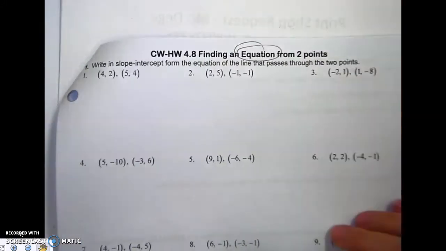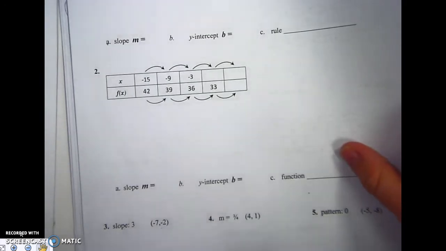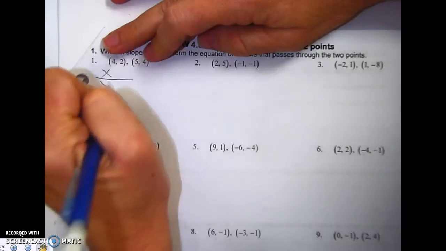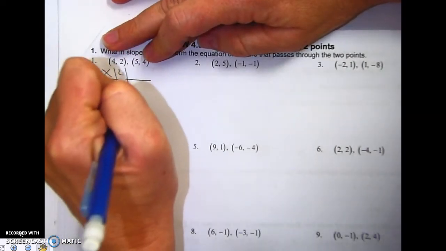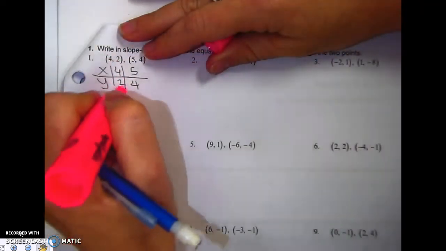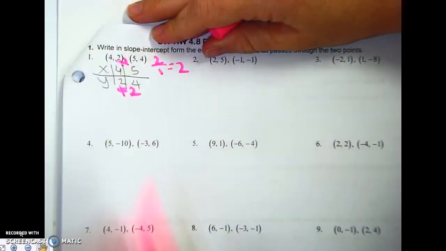So this time what we have to do now is find an equation, find a rule using only 2 points. Before, we had questions where we had maybe the slope and a point, so all we needed was the y-intercept. Anytime we have 2 points, we can always make a table, and then I determine the pattern. Plus 2, plus 1, which is 2 over 1, which is 2.